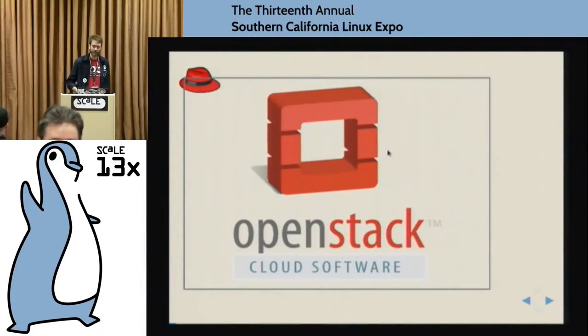OpenStack is a number of things. It's a foundation, it's a software project, it's a community. And I'm going to be talking about all three of these things.